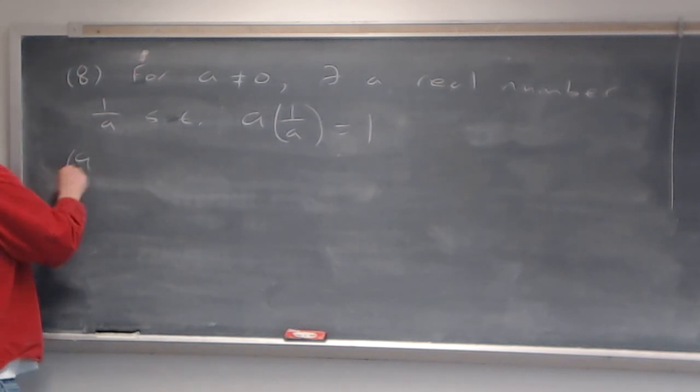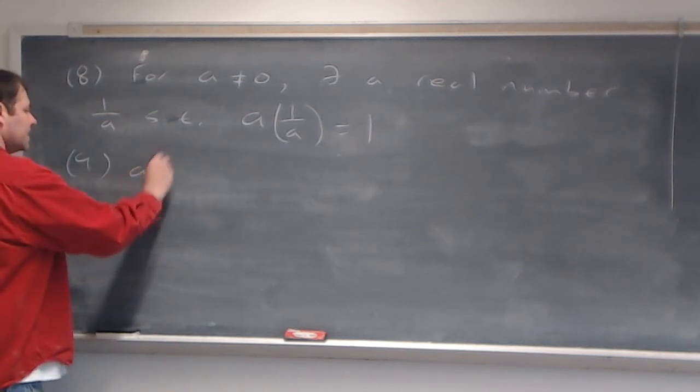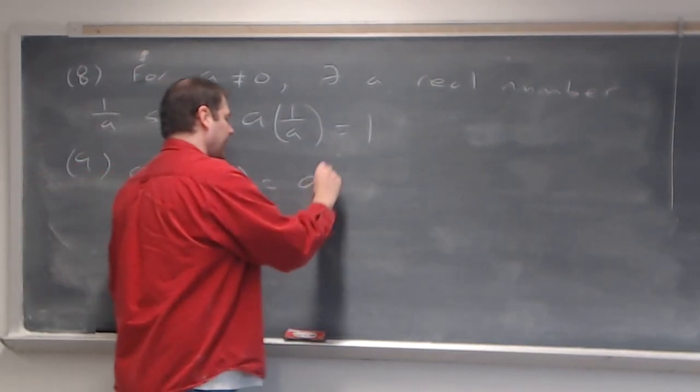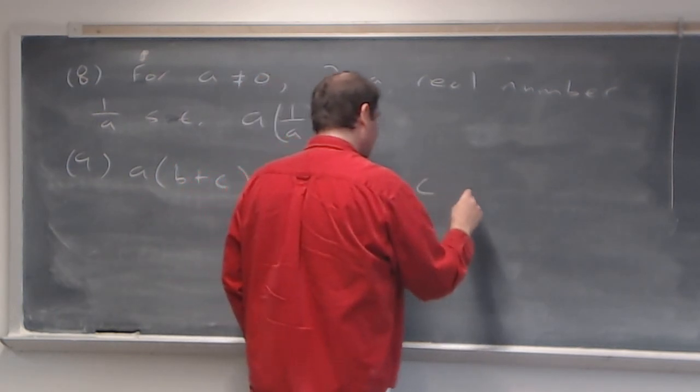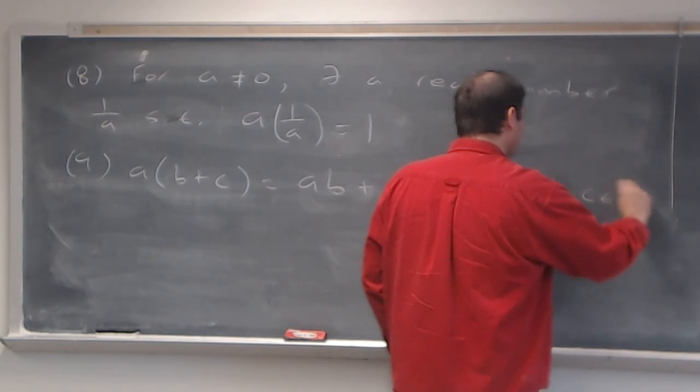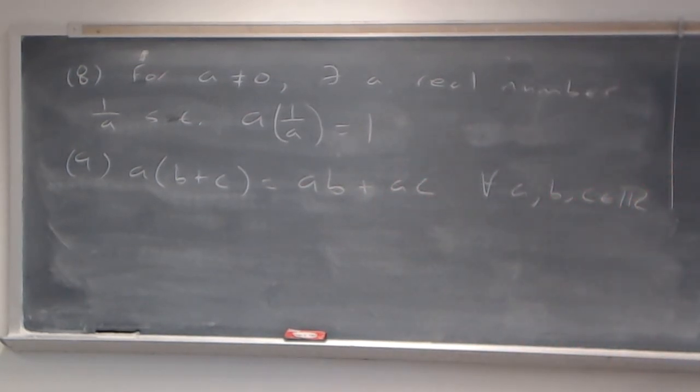And then lastly, we have the distributive property. I'm just going to write it down like this. A times (B plus C) is equal to A times B plus A times C. And that's true for all A, B, and C elements of R. I think the book says a little bit more, but that's all I'm going to say. And that's the distributive property.